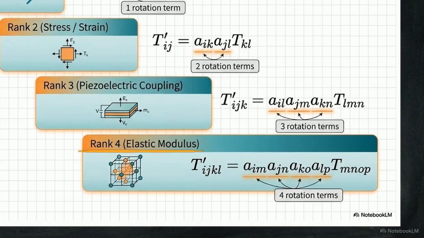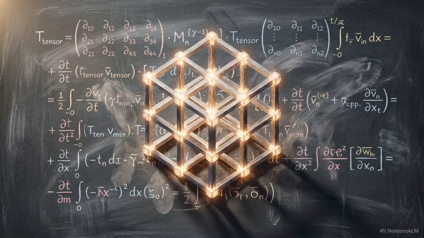The rank 4 tensor describes the elastic modulus, the property defining how a crystal grain resists deformation. To project the elasticity of a single local grain into the global frame, the calculation requires 4 distinct directional cosine terms, multiplied for every component of the tensor. The mathematical weight of our calculations scales exactly with the tensor's rank, ensuring the observer's perspective is mathematically rigorous.